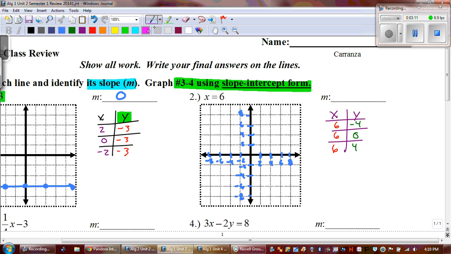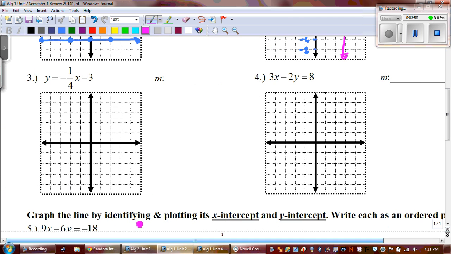Now, the point 6, -4. So I'm going 6, -4. We've got 6, 0, and then 6, 4. There is your line. Whoa! Make sure you're using a ruler, guys. Mr. Grice's ruler keeps moving. There we go. That'll be the best I can do. Okay, so there's our line. What's our slope? Remember, the slope is going so high and so fast for these that it is undefined.